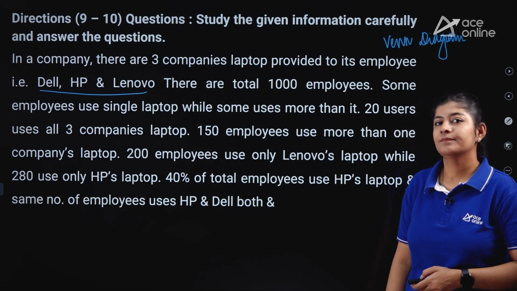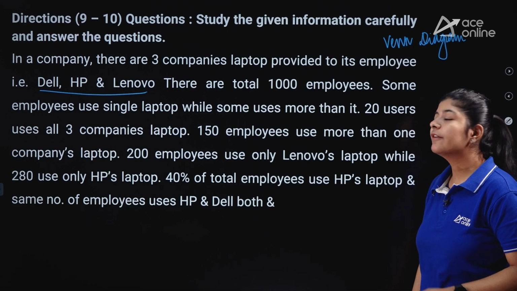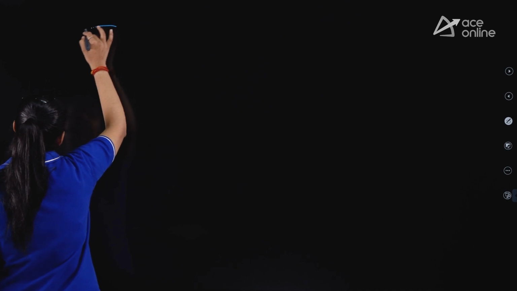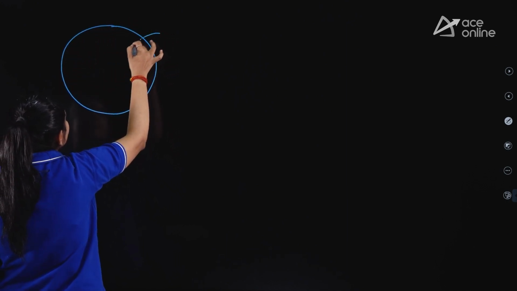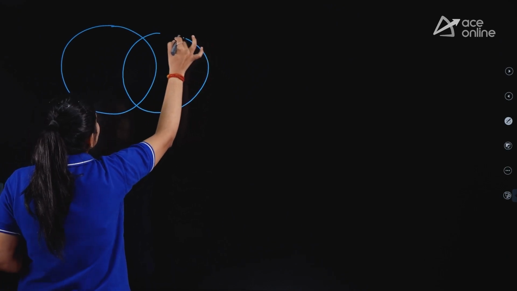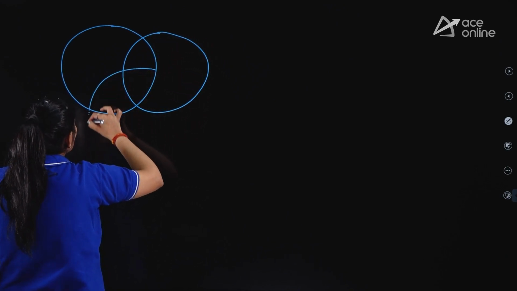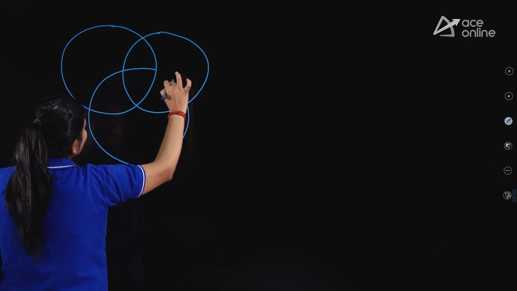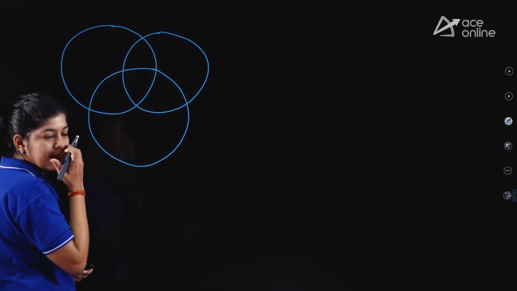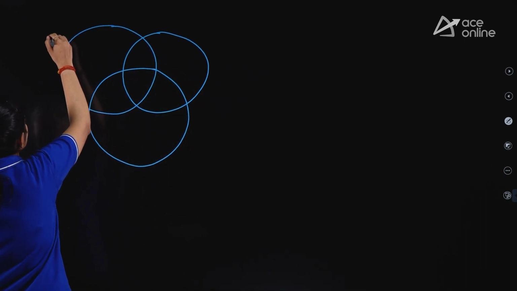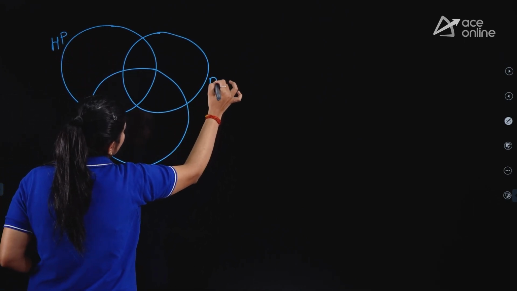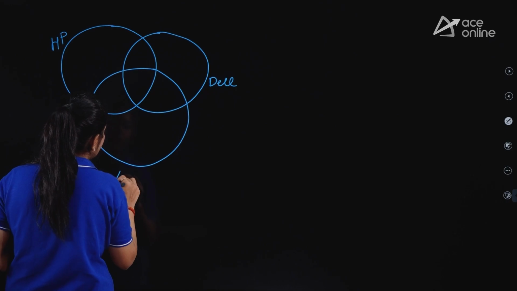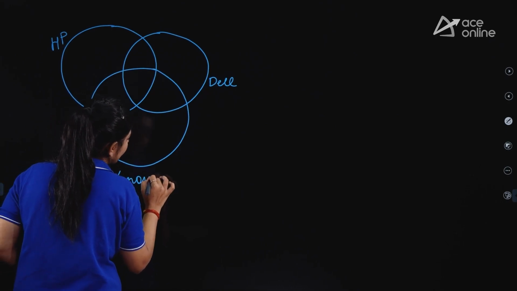Okay, so let's start solving this. Here we are having 3 companies, right? As I read few words like only 2 are using, only 3 are using, only one single are using, the only thing that clicked in my mind is this Venn diagram, right? So here let's suppose this is for HP, this is for Dell, and this is for Lenovo, right?